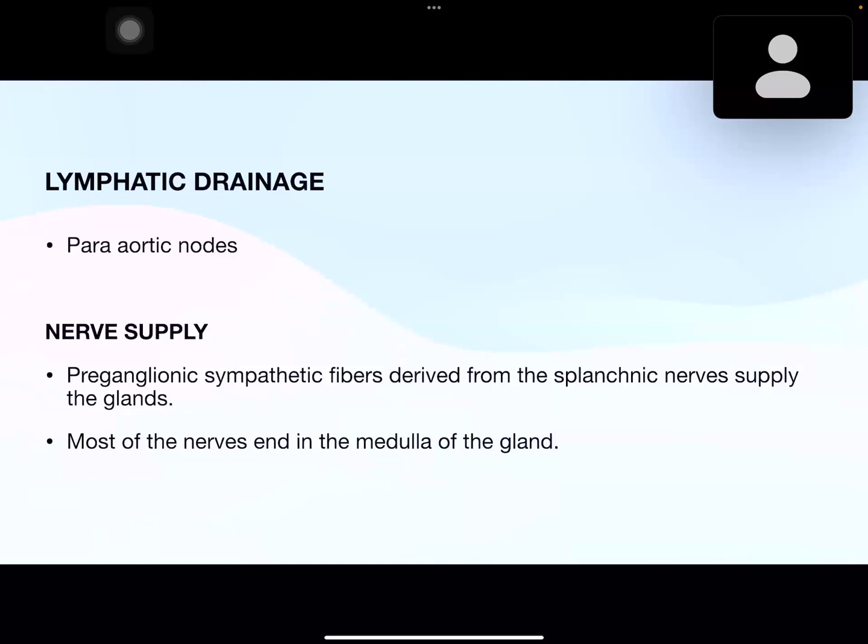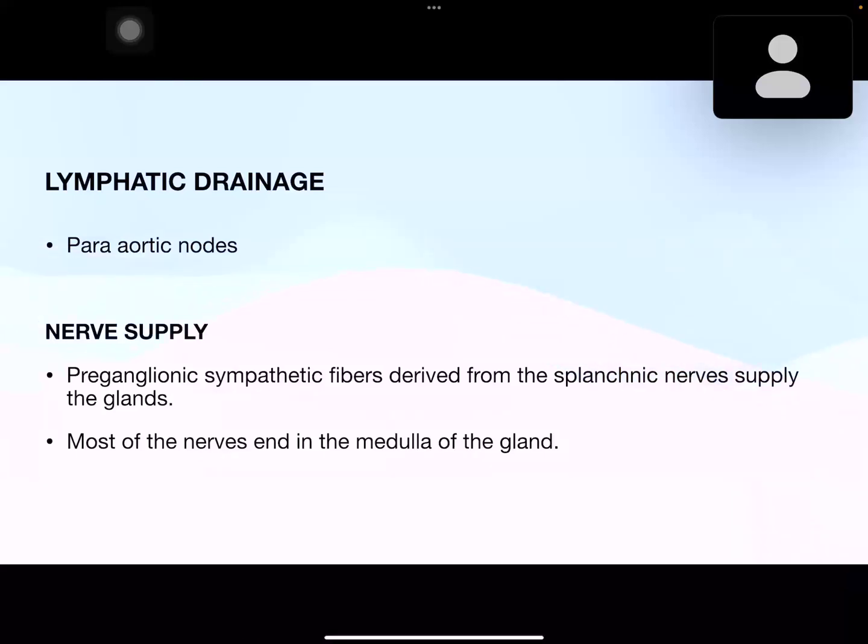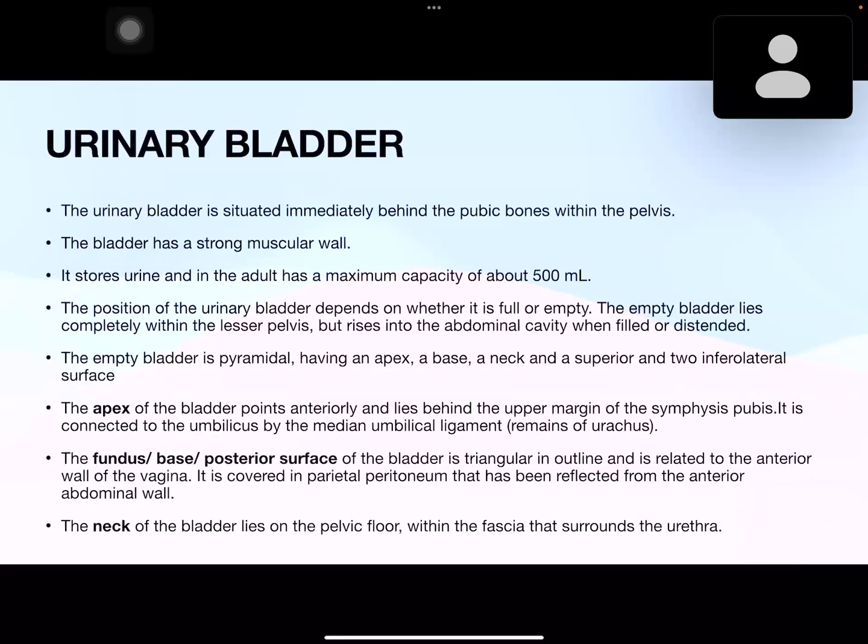Okay, so again the lymphatic drainage, because everything is from the aorta, is the para-aortic lymph nodes, and the nerve supply is preganglionic sympathetic fibers from the splanchnic nerves. So the nerves will be ending in the middle of the gland, where they secrete epinephrine and norepinephrine. Okay, so that was all about the adrenal gland, and now moving to the urinary bladder.